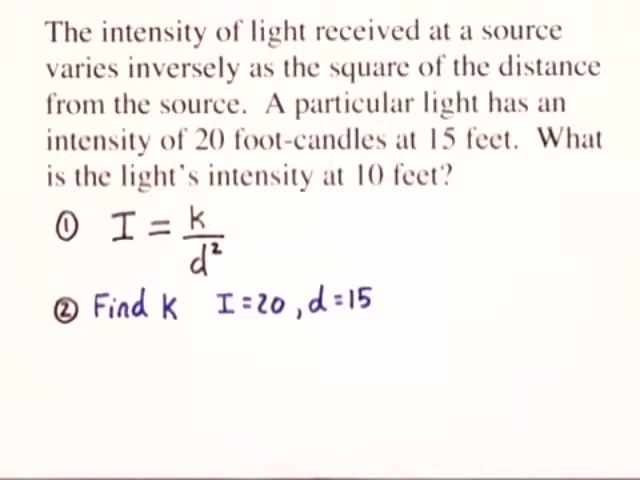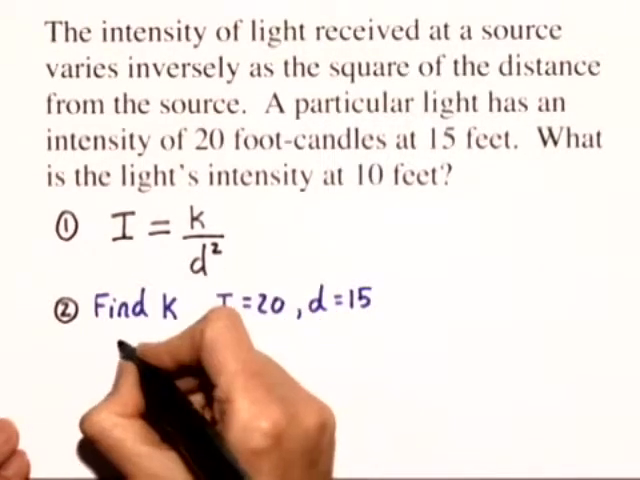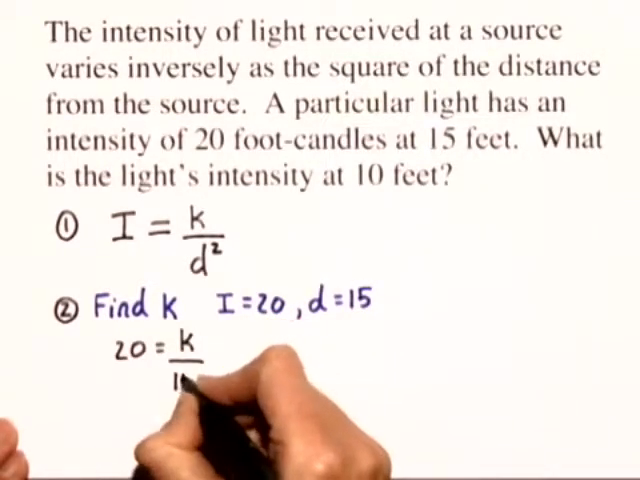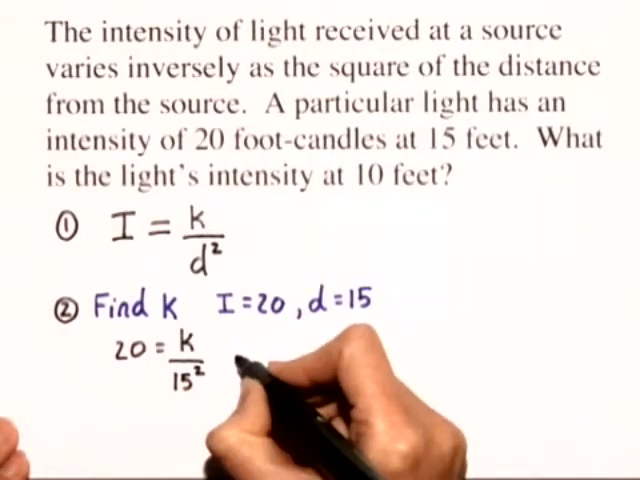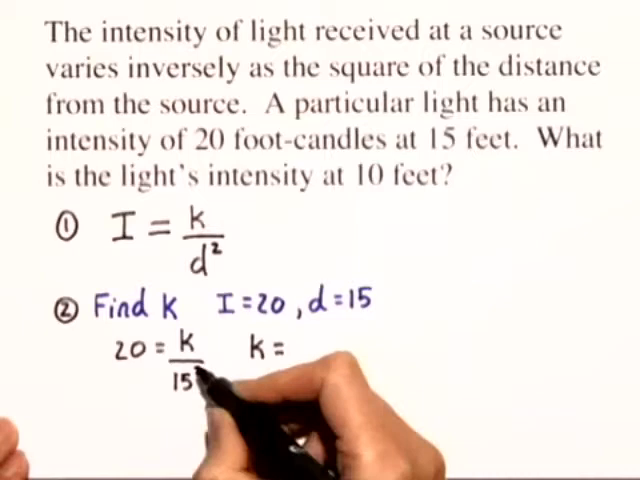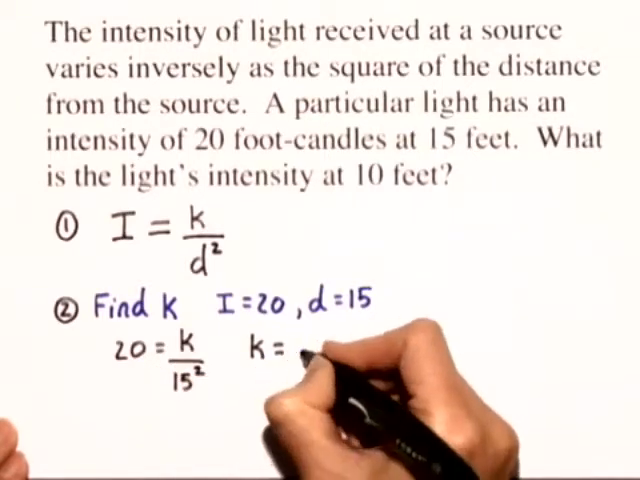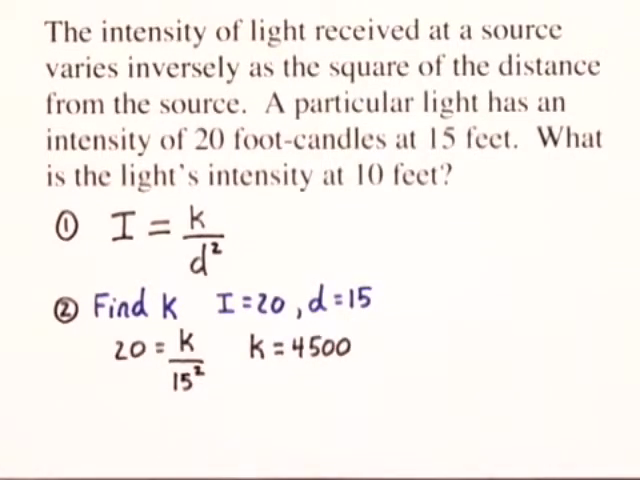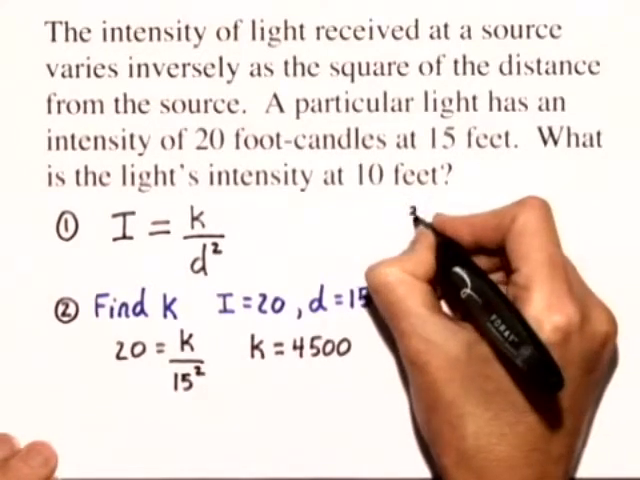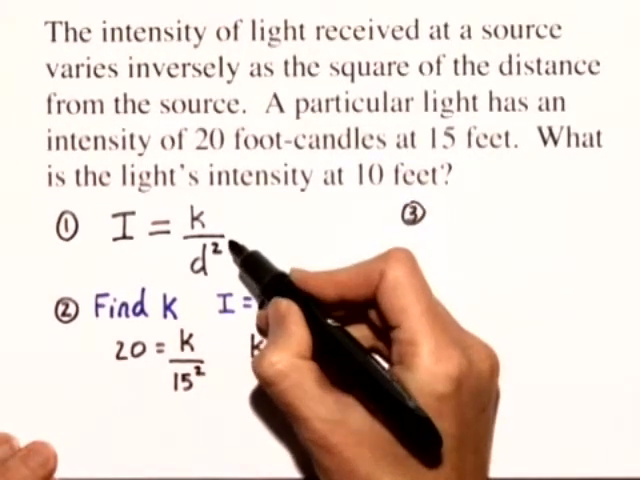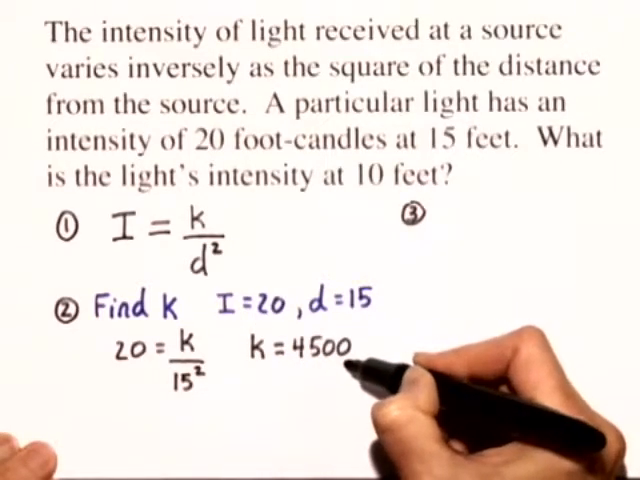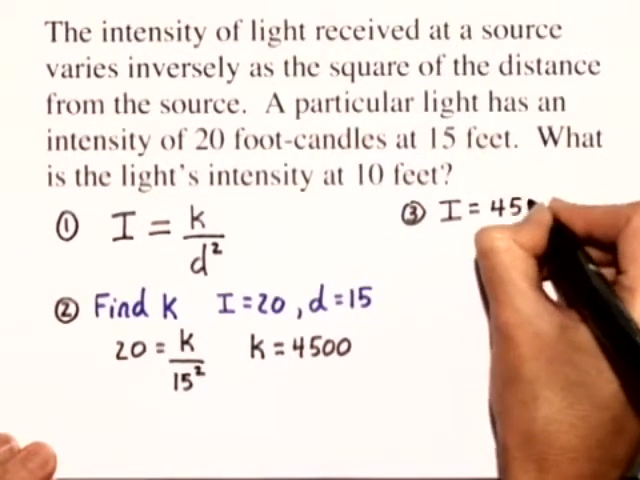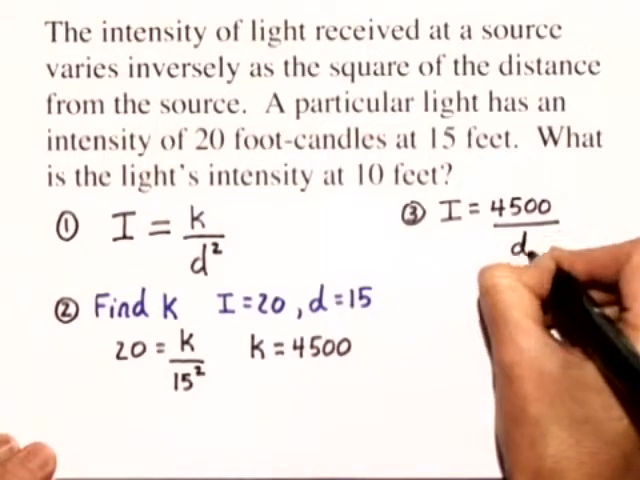So when we substitute those in, we're going to have 20 for I is equal to k over our distance 15 squared. So if we solve this for k, we get that k is equal to 20 times 15 squared, which is just 4,500. Now we've used the given information. So let's go on to step 3, and let's just simply rewrite step 1, but let's put in the constant k that we know is 4,500. So we have I is equal to 4,500 divided by d squared.